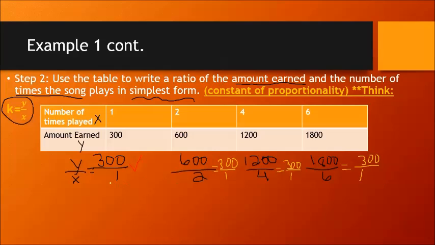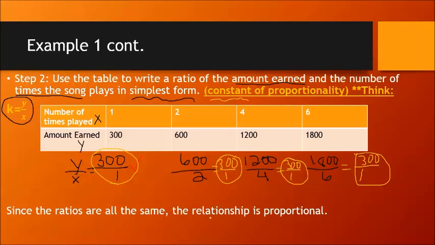So notice they're all the same. That's where the word constant of proportionality comes from. It's constant. Stays the same, no matter what. So since all the ratios are the same, the relationship is proportional. That was the first thing we had to show. Show that it's proportional. Okay? So all of these are the same, so it's proportional. If they weren't the same, then it's not proportional.